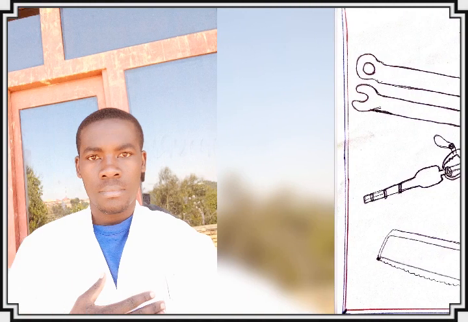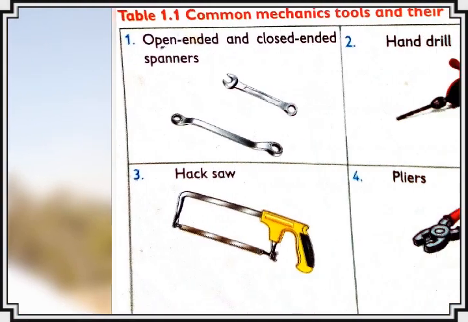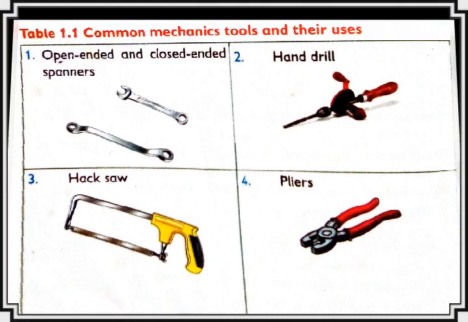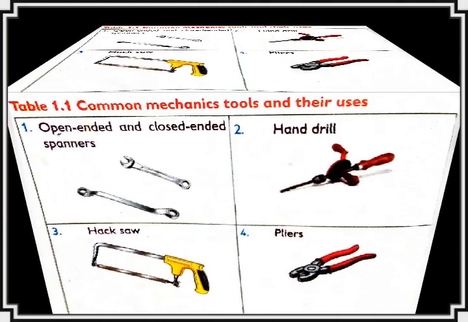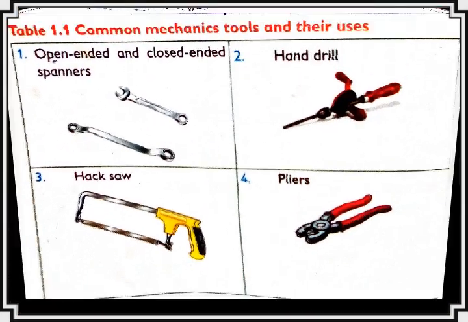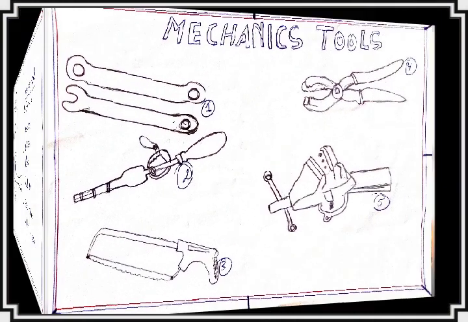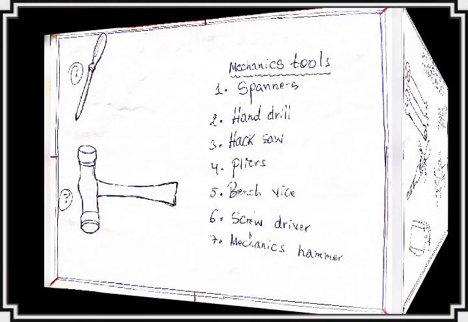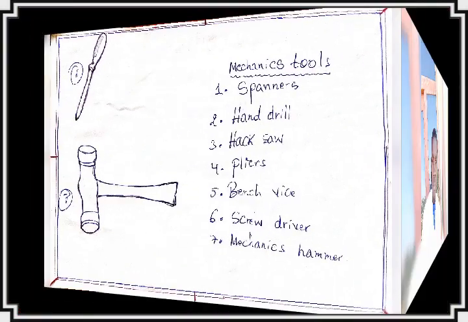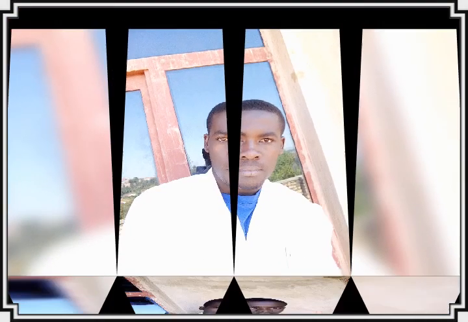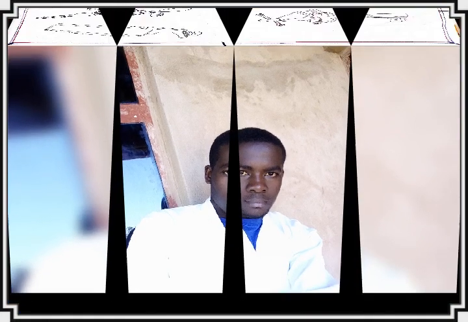The first one is spanners. The second one is hacksaw. The third one is hand drill. The fourth one is pliers. The fifth one is bench vise. Number 6 is called screwdriver. Then the last one is mechanic's hammer.